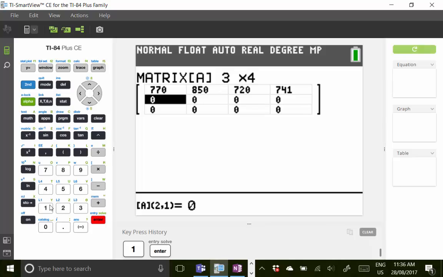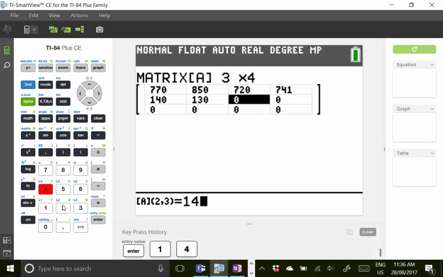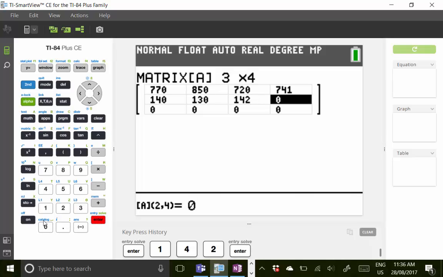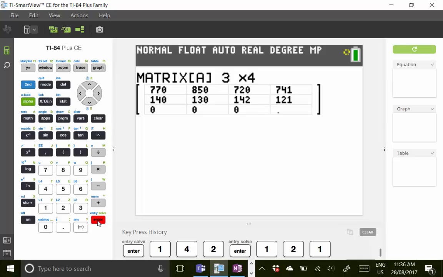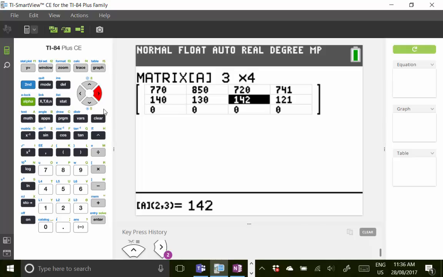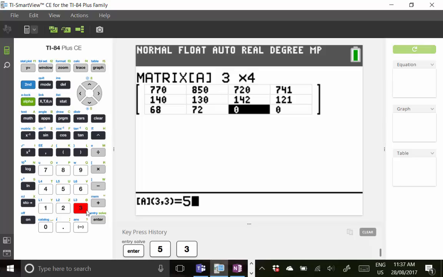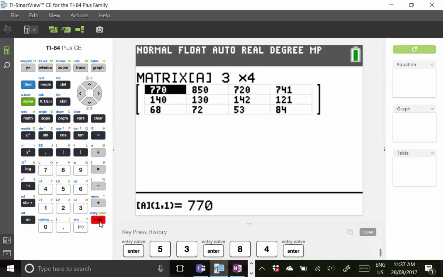Then it goes down to the next row. So we're going to go 140, 130, 142. Now you've got to make sure you get this correct, otherwise you'll get the wrong answers. 21, and if you do make a mistake, you can always go back up to the cell using your arrows and just retype the right answer. If you stuff it up, not the end of the world. 68, 72, 53, and 84. All right, so that's my matrix, and enter.